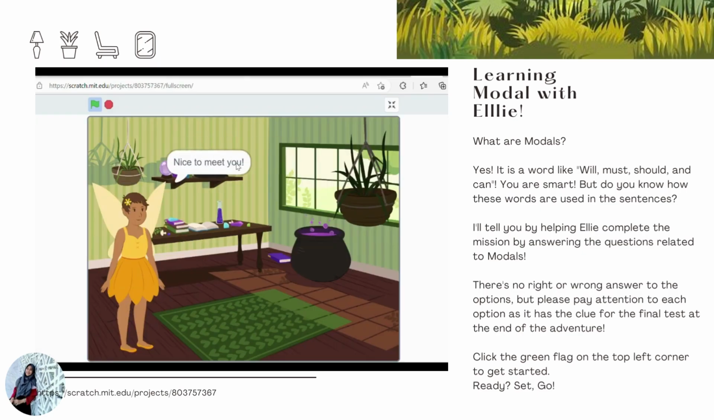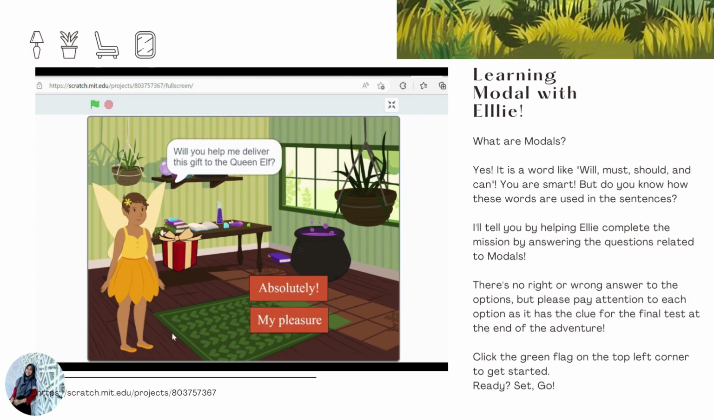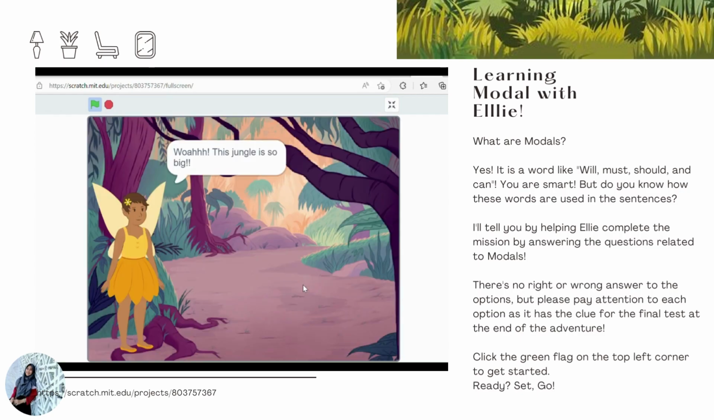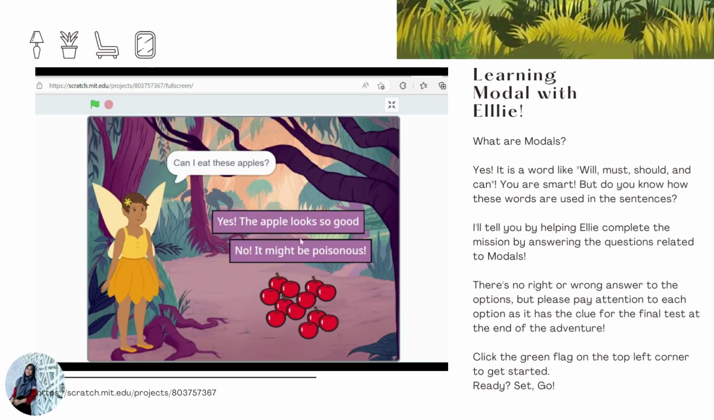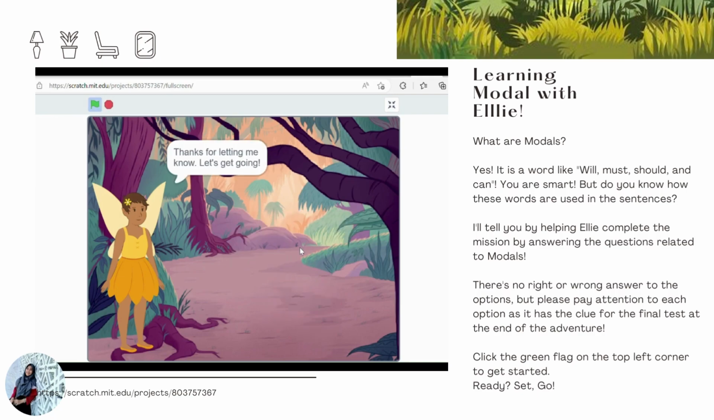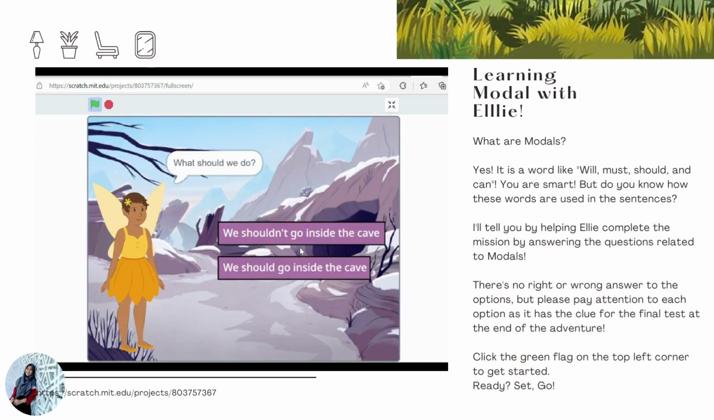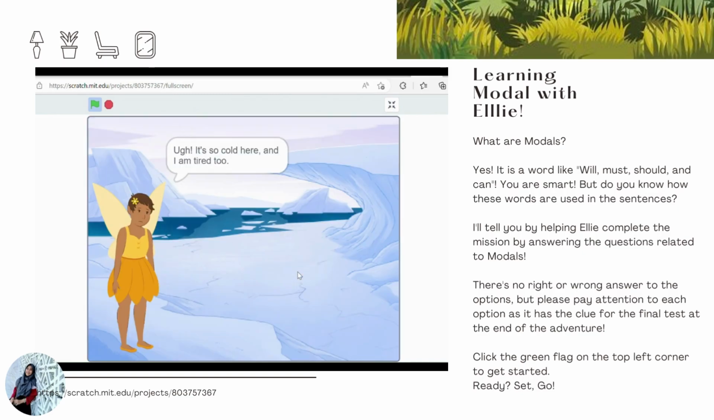This is an adventure game designed to help learners with an English level of A1 to A2 to learn more about modals, the words like must, can, should, and will. Through this game, you will learn how to use modals in sample sentences through an interactive story. The link to the game is in the description box, so check that out.